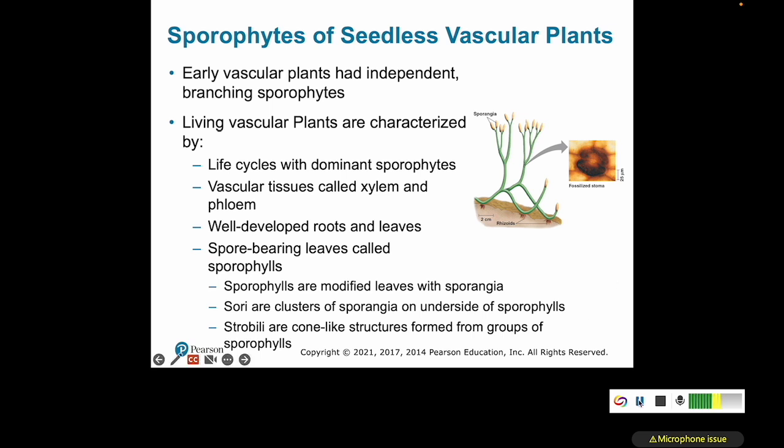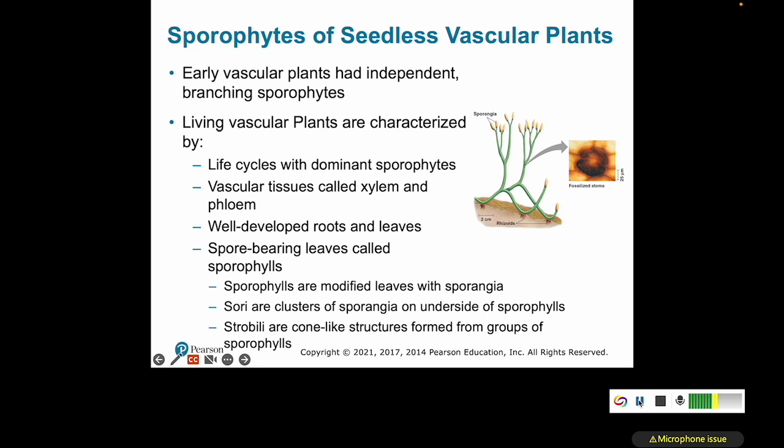Vascular plants have vascular tissues. So this is one characteristic that unites all vascular plants. And there's two types of vascular tissues, xylem and phloem. We'll come back and discuss that, but those are two important things to know. Two types of vascular tissues, xylem and phloem.